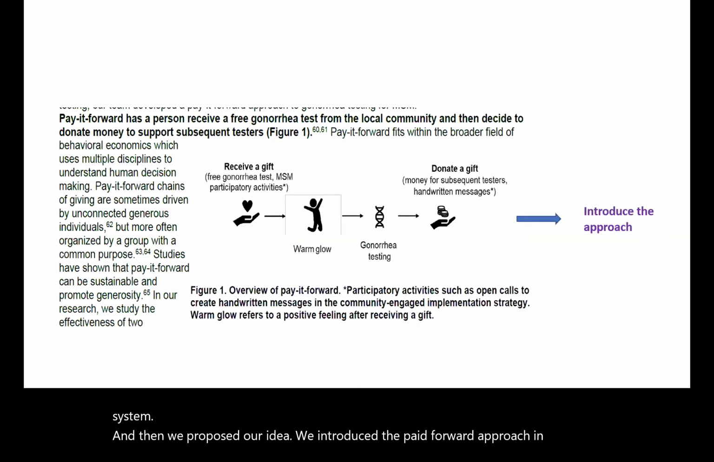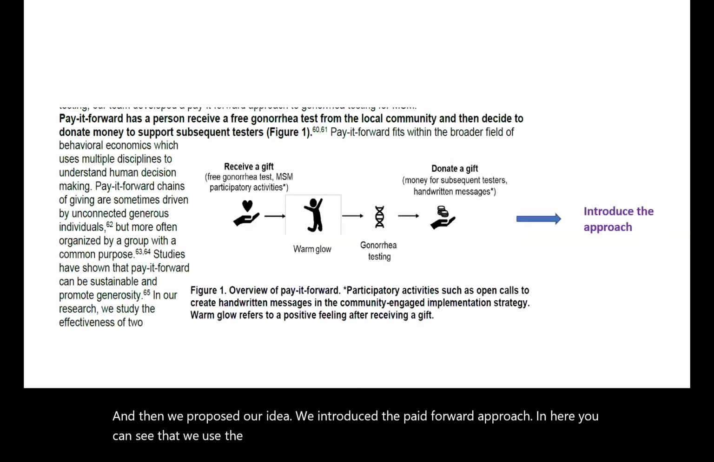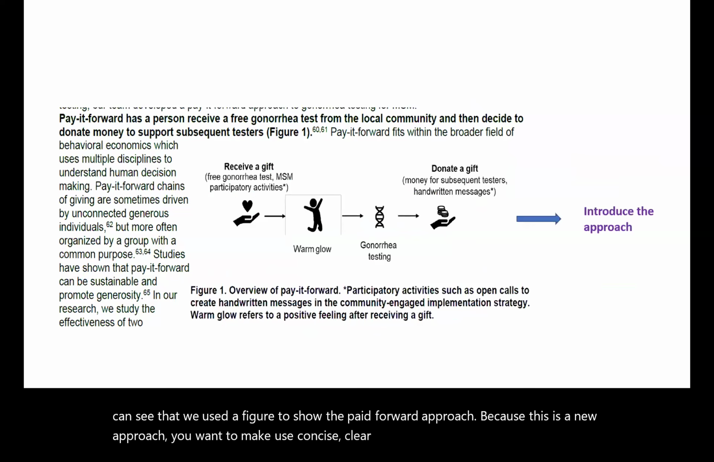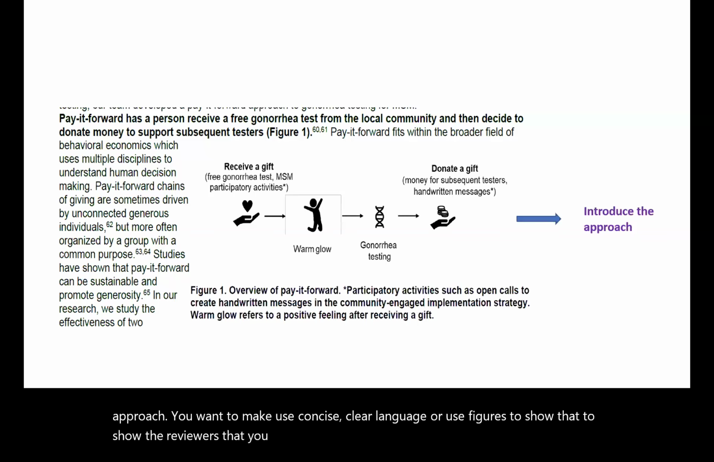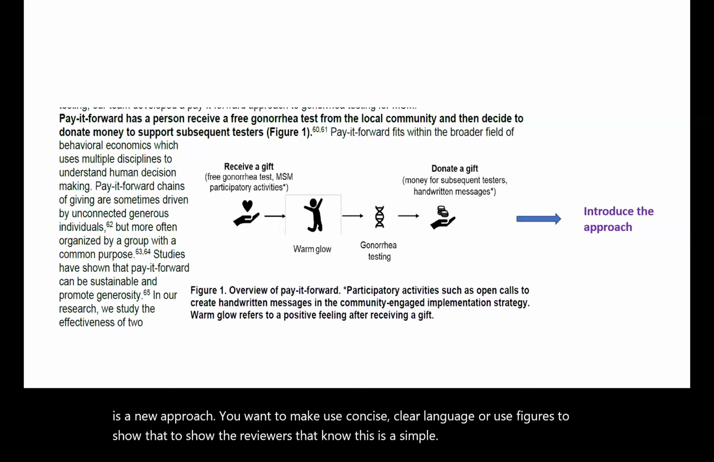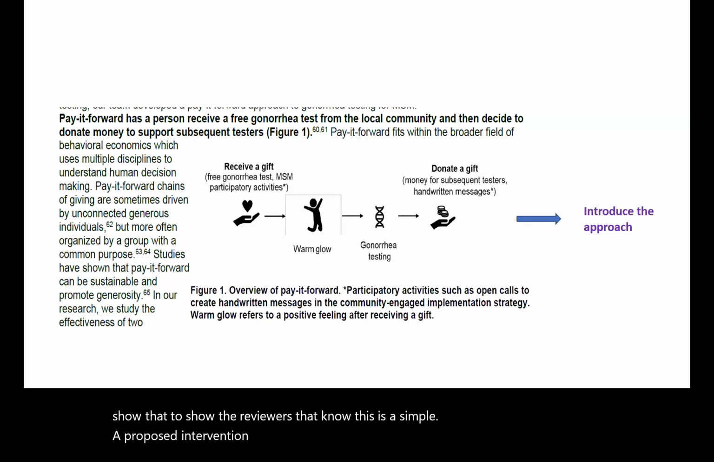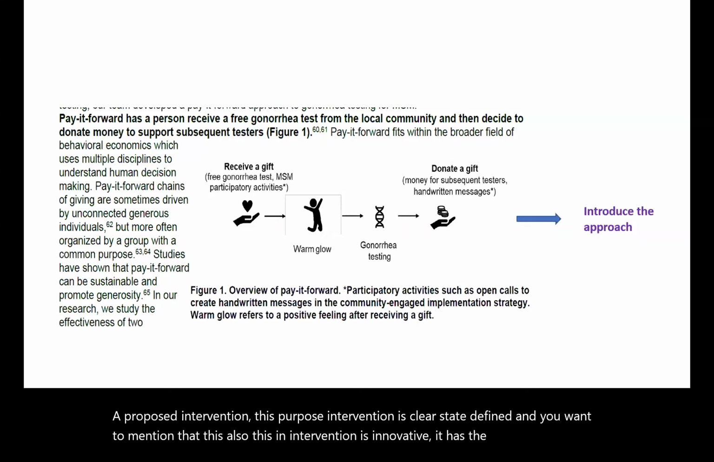Here, you can see that we used a figure to show the pay-it-forward approach, because this is a new approach. We want to use concise, clear language, or use figures to show the reviewers that this is a simple proposed intervention. This proposed intervention is clear and well defined, and you want to mention that this intervention is innovative. It has the potential to address the problems.